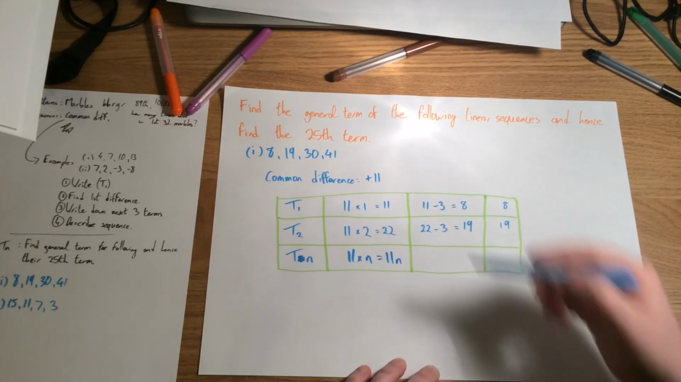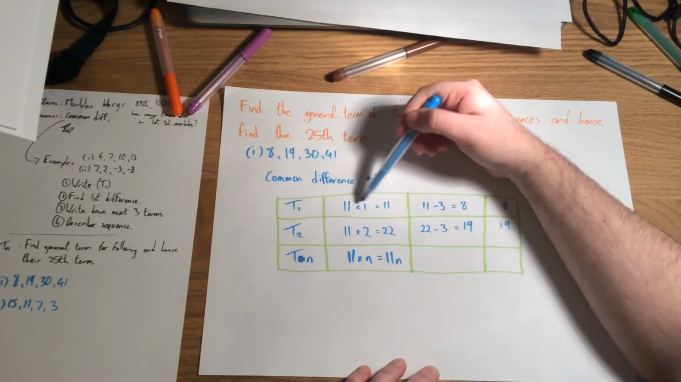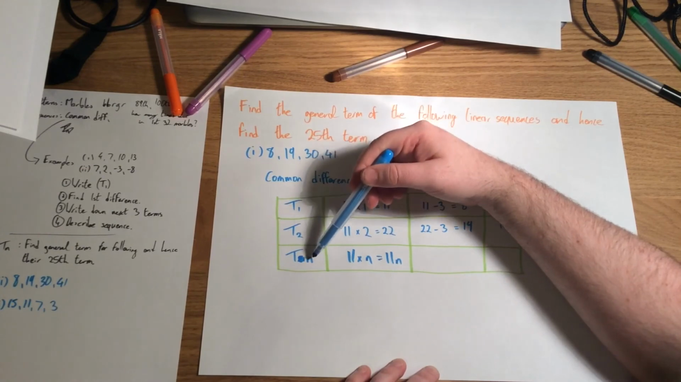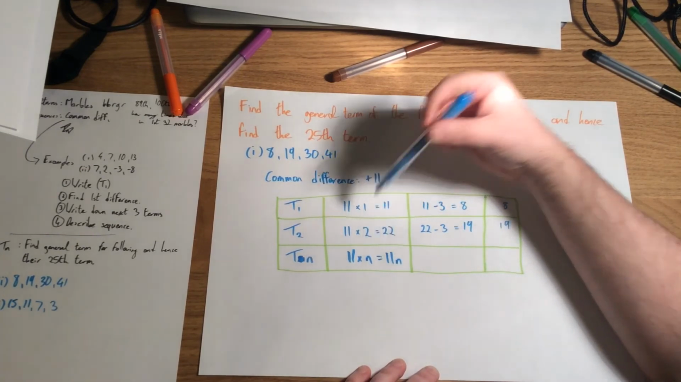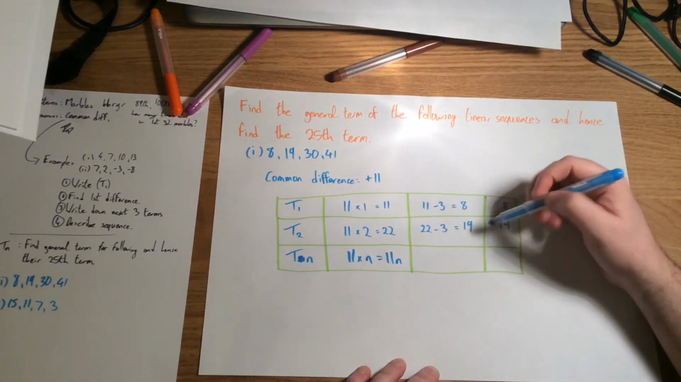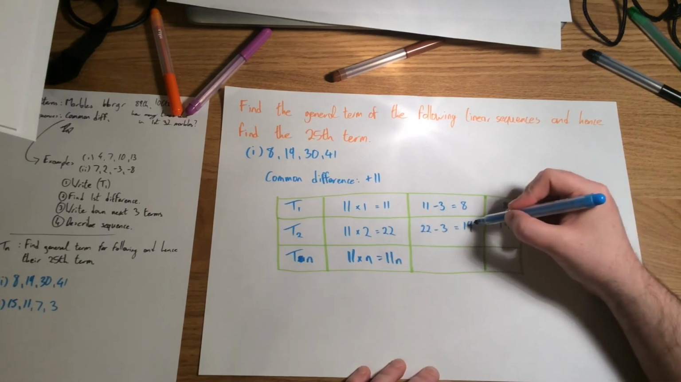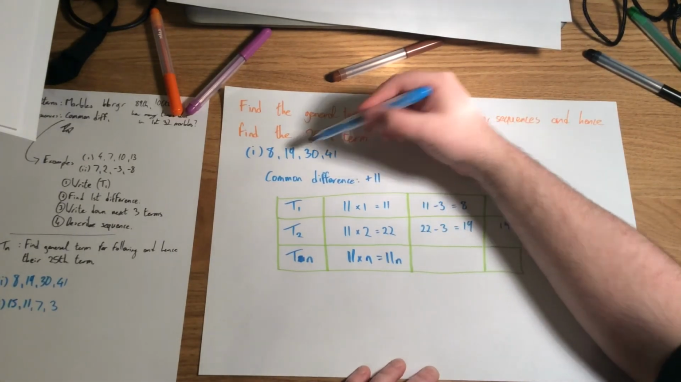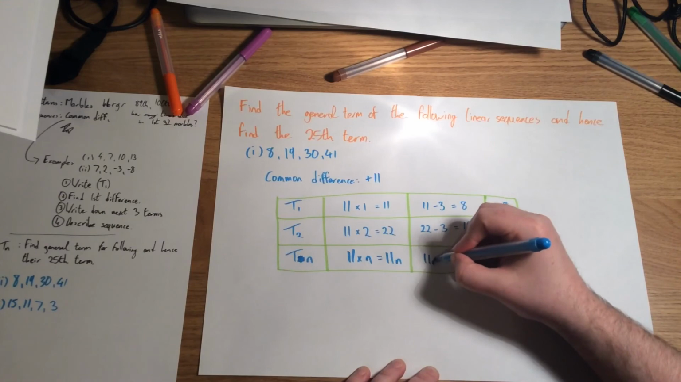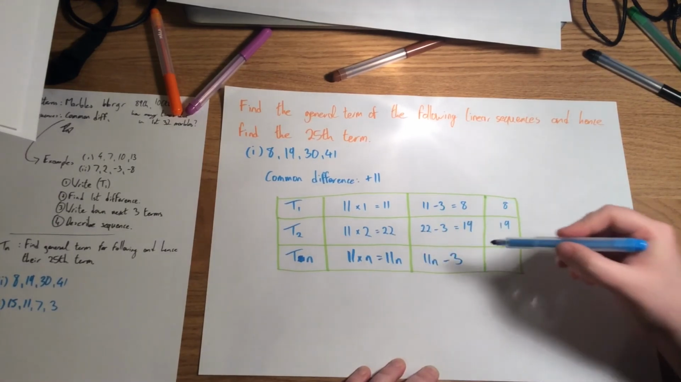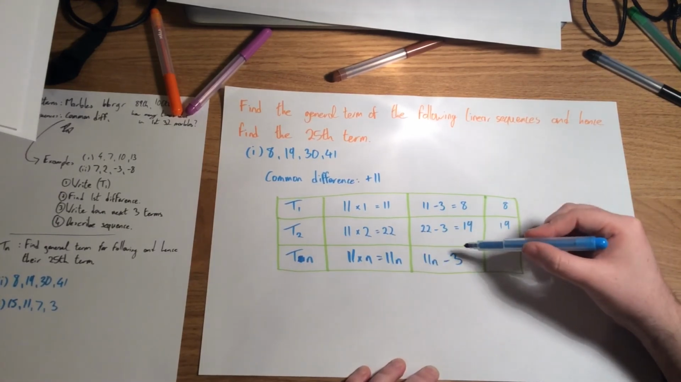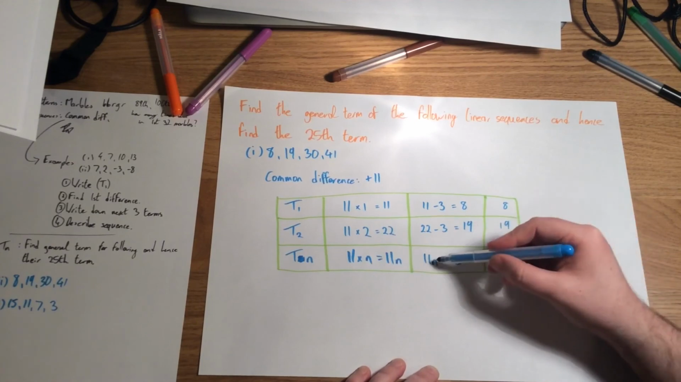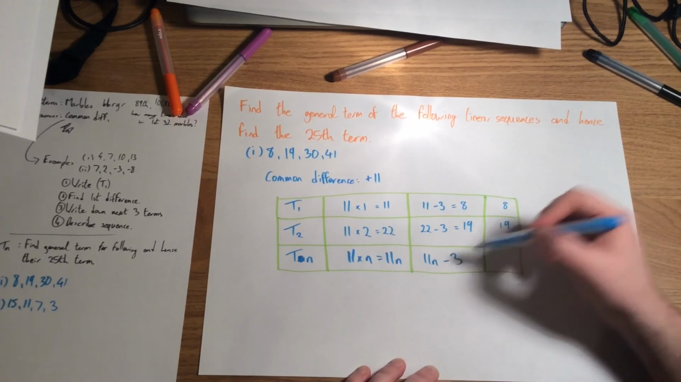Alright? So I've done nothing different. That's 1 multiplied by 11, this was 2 multiplied by 11, this is n multiplied by 11. I get 11n. And I know based on these two that if I get this number and take away 3, I'll get back to the term that I have. So 11n minus 3 is the general term. This is the nth term. If I want to find any particular term, I sub it into n and I'll find it out.